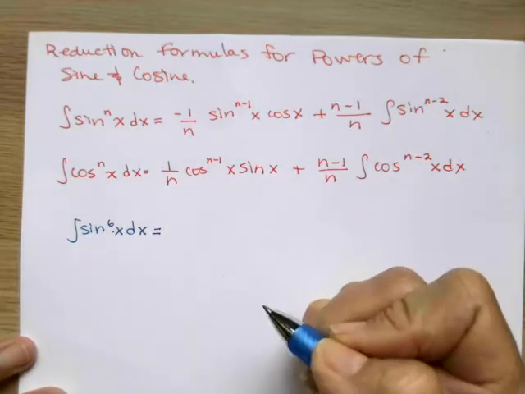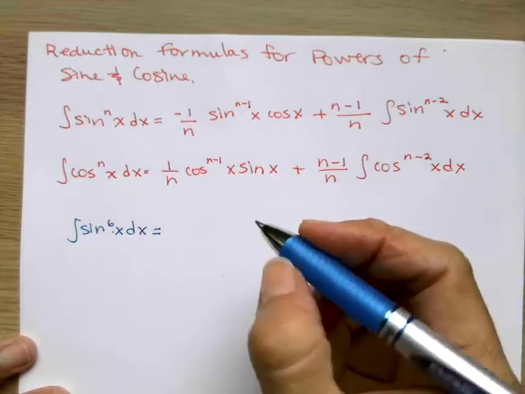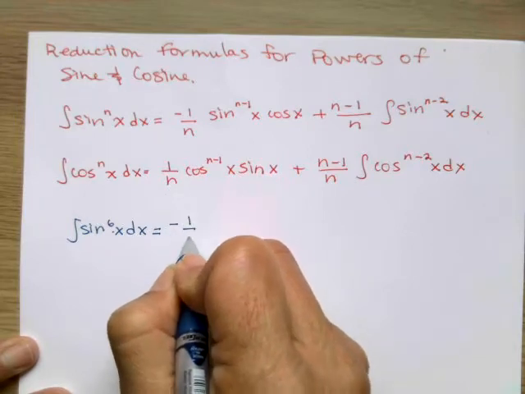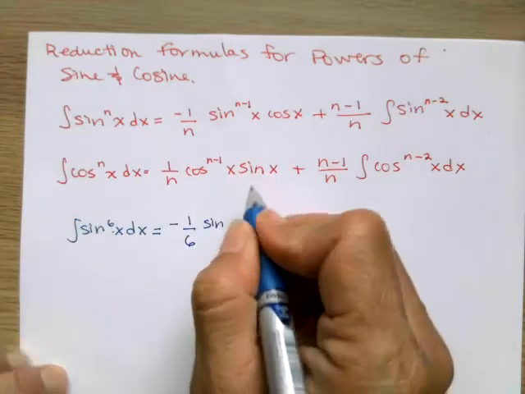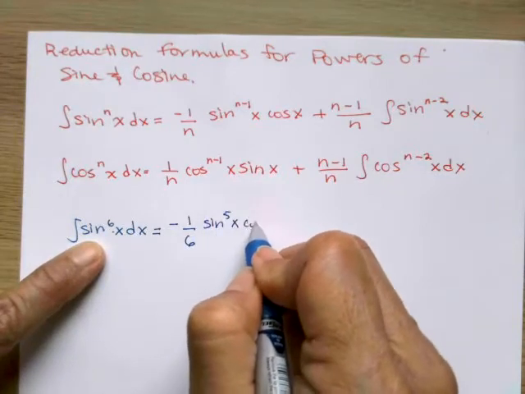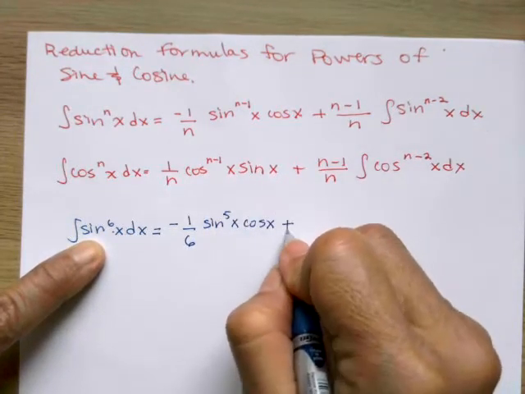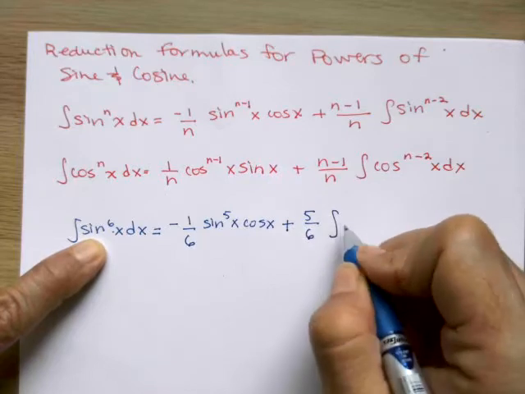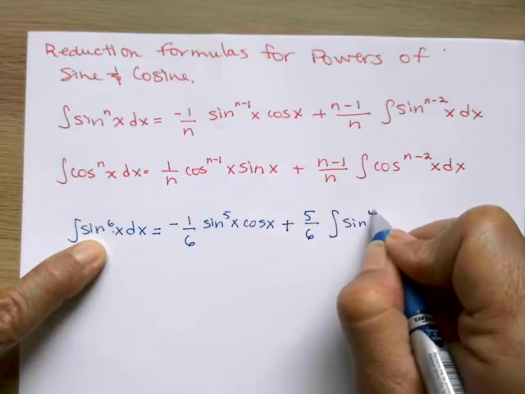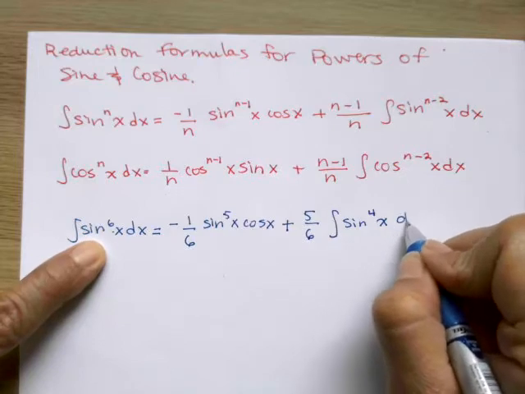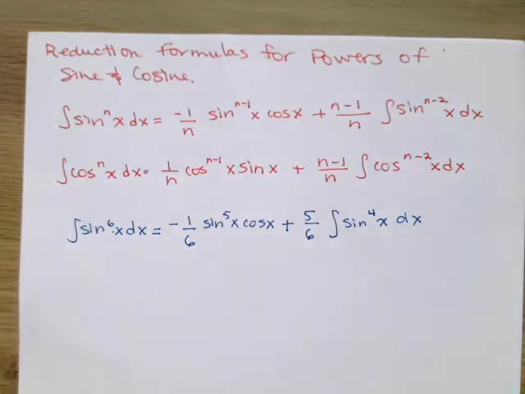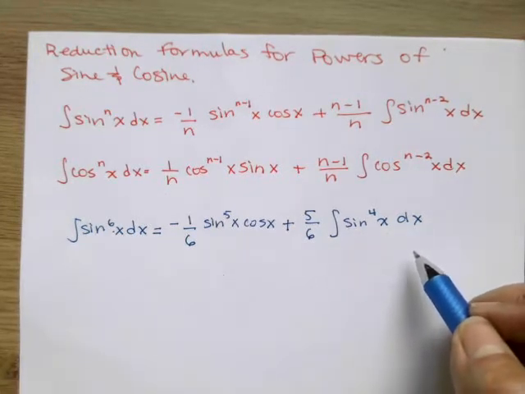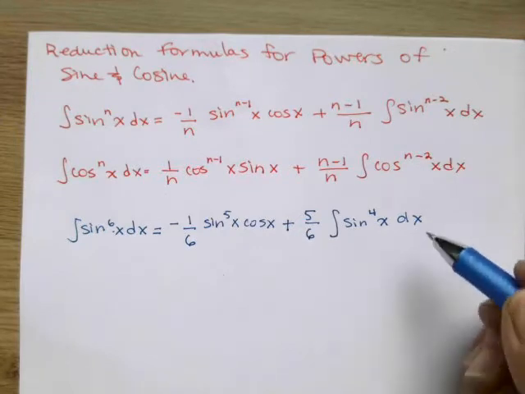Even with the formula, it is not a given process. We're still going to be working for it. So I'm going to have negative 1/6 sine to the 5th of x times the cosine of x plus n minus 1, 5/6 integral. So now I have sine to the 4th of x dx. That's not too bad, except I don't know what the antiderivative of sine to the 4th of x dx is, so I need to do this again.